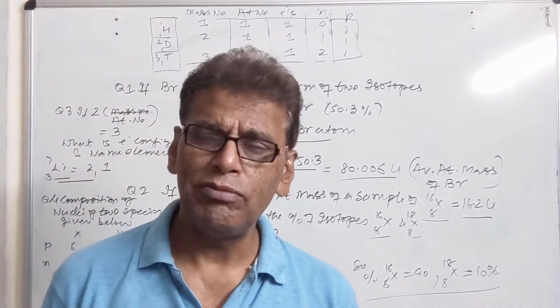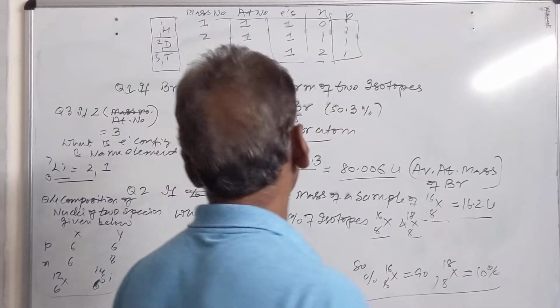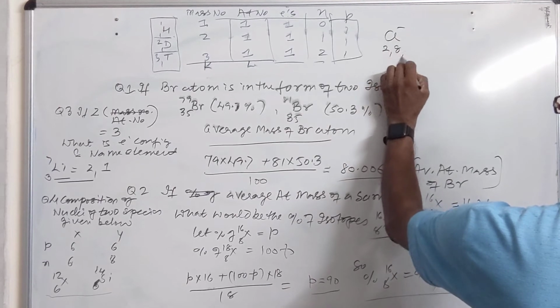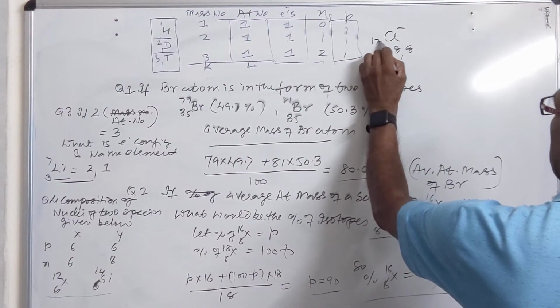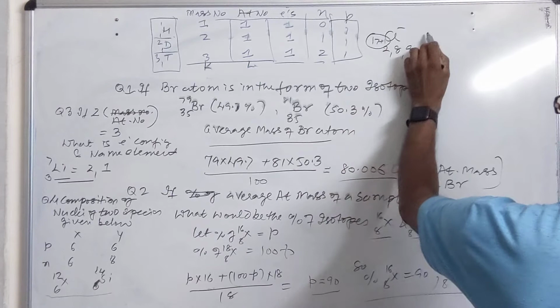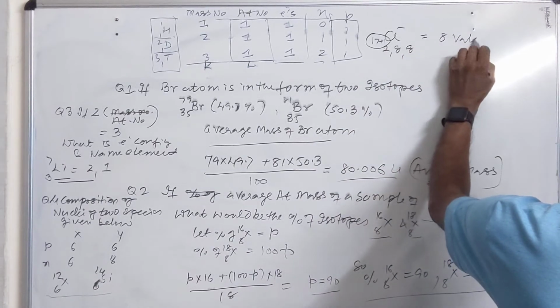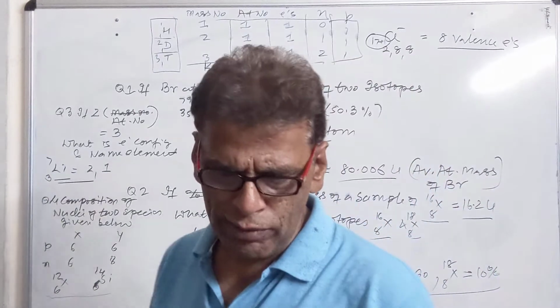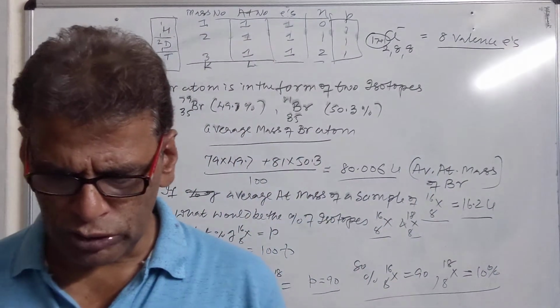Then the number of valence electrons in the chloride ion. The chloride ion will have the configuration 2, 8, 8, because it gains 1 electron. So it will have 8 valence electrons. The chloride ion will have 8 valence electrons in its outermost shell.